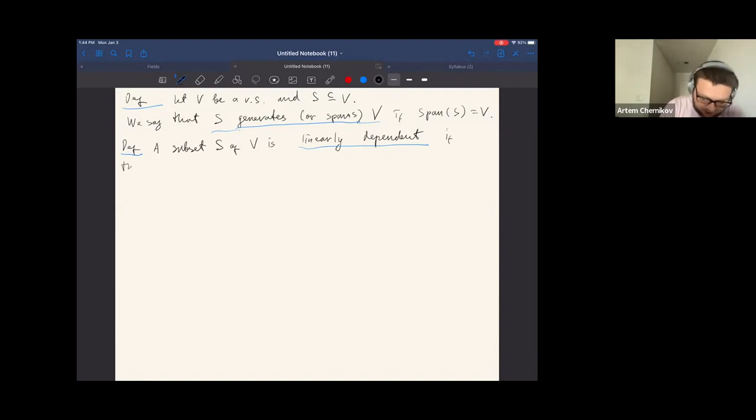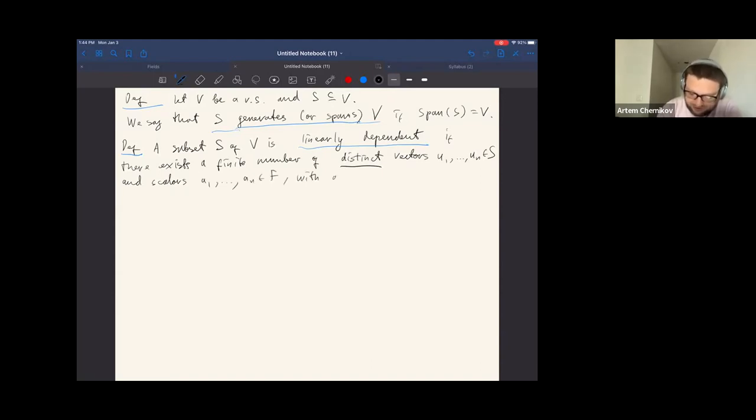if there exists a finite number of distinct vectors. So this is very important here. People forget sometimes. Distinct vectors u1 through un in S and scalars a1 through an in the field F with at least one of the scalars ai not equal to 0.